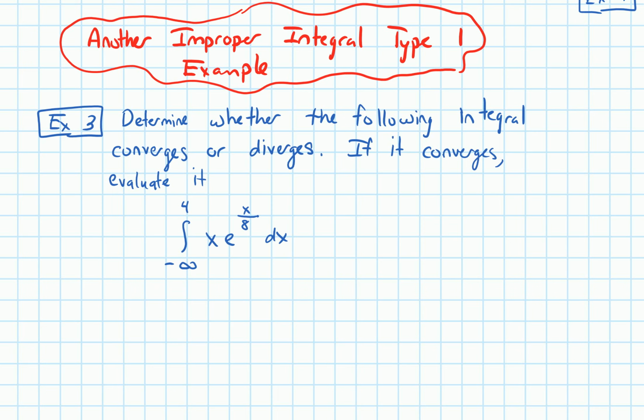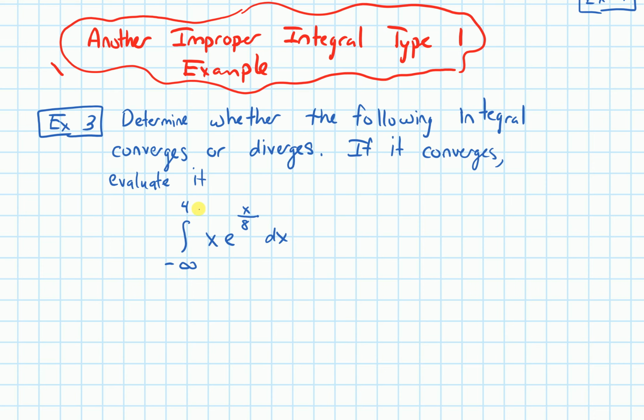In this video, we are going to do another improper integral type 1 example. So here is the example. I have this improper integral, and what makes it improper is the fact that one of my limits of integration is infinite. The bottom one is negative infinity. And I want to determine whether this integral converges or diverges, and if it does converge, then evaluate it.